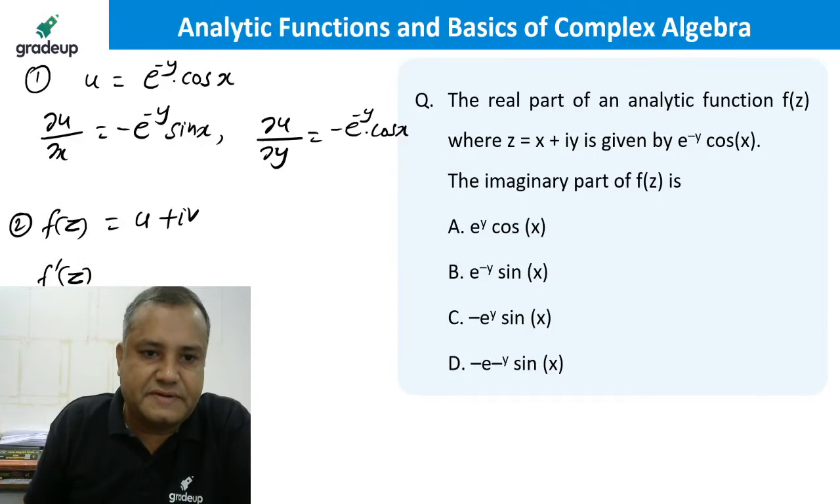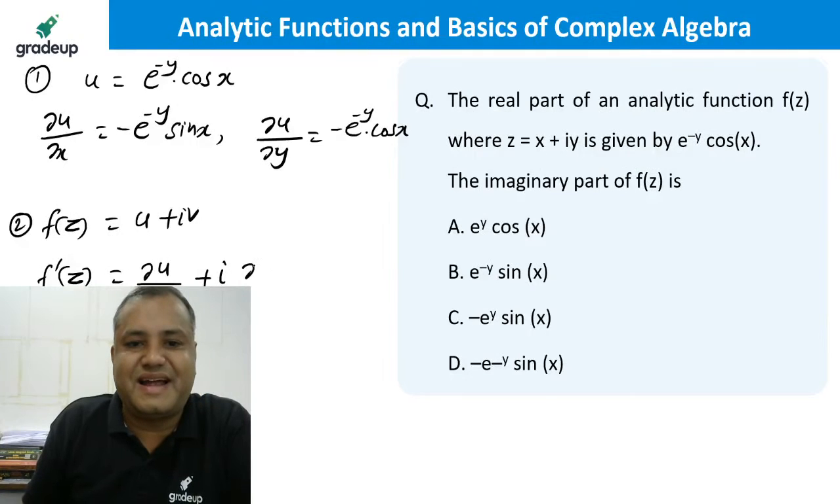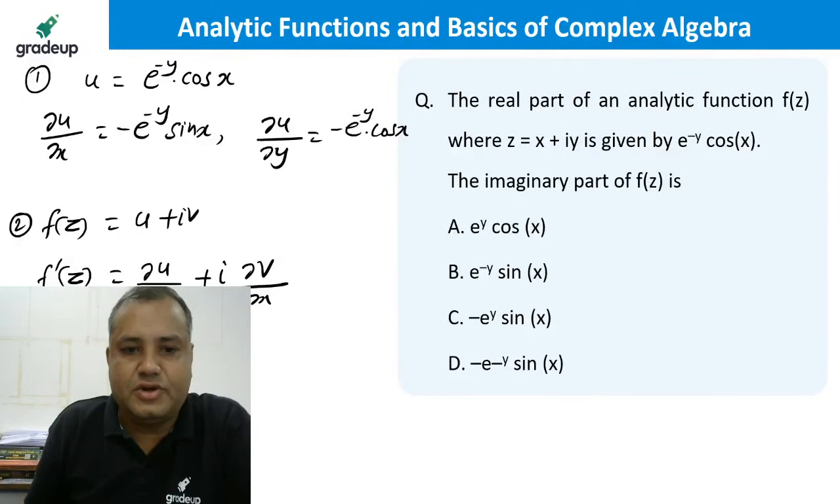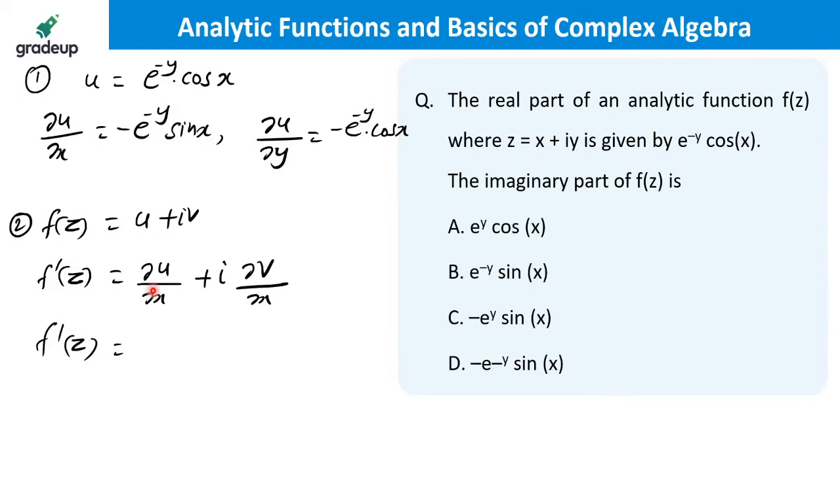So f dash z will be del u by del x plus I del v by del x. What is del u by del x? Minus e raised to minus y sin x plus I, sorry, by CR equation, this del v by del x equal to minus del u by del y. So this minus minus plus e raised to minus y into cos x. So we have got the expression for f dash z.